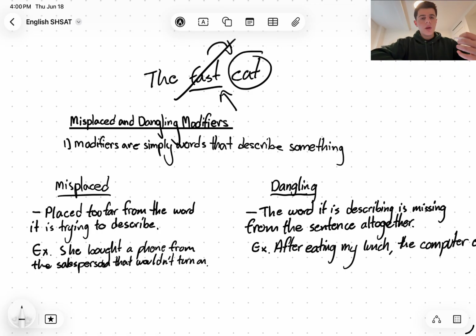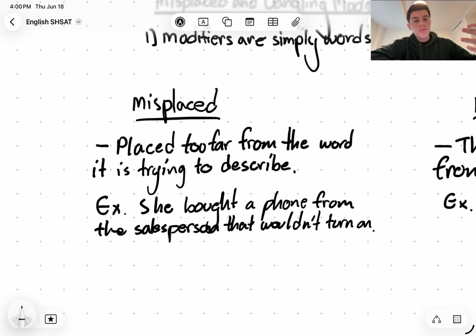Okay, so now that we've clarified what a modifier is, we're going to get into the two main types of mistakes with modifiers and the two types you are going to need to know for the SHSAT. So the first type is a misplaced modifier, and this occurs when the modifier is placed too far from the word that it is trying to describe.